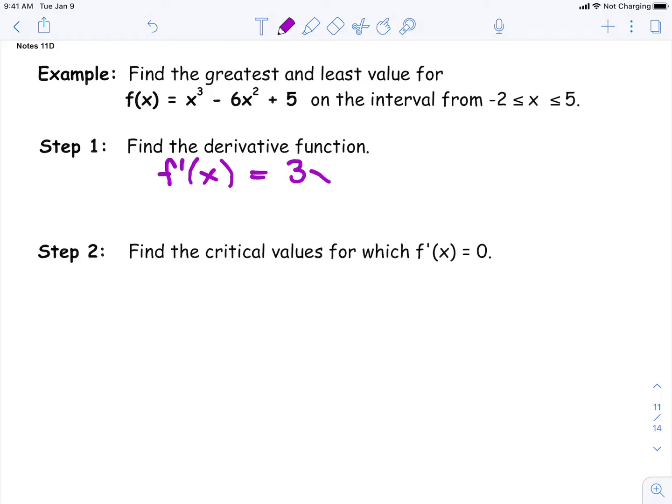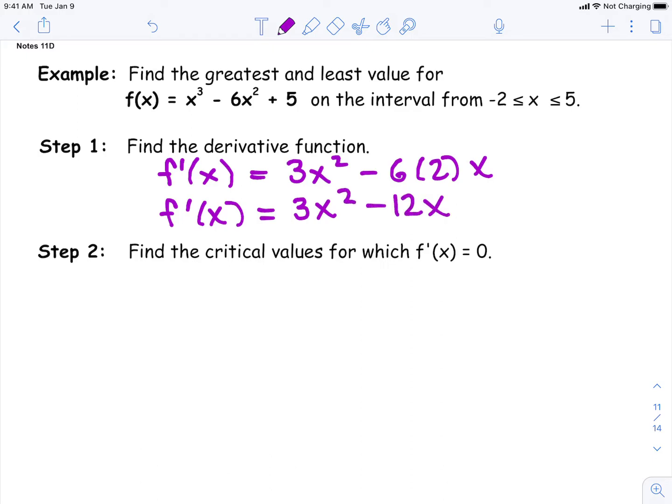So we'll bring down the 3, subtract the power, bring down the 2, subtract the power, and then drop the 5. So our derivative function is 3x squared minus 12x. And this is a quadratic function.